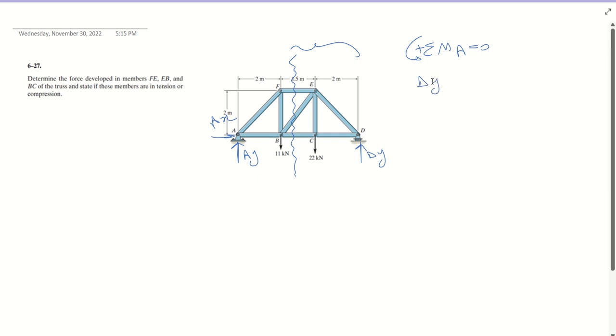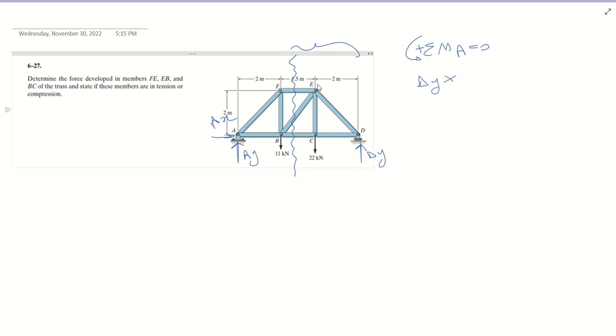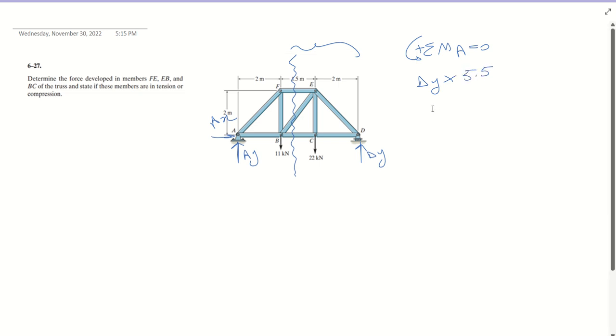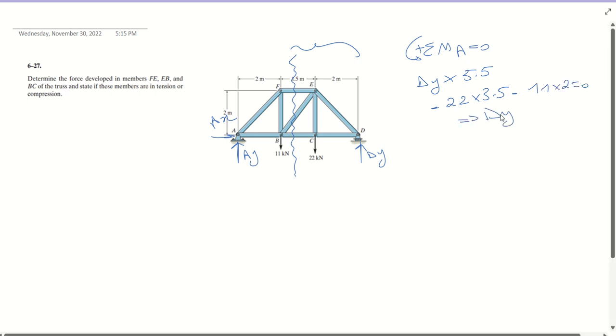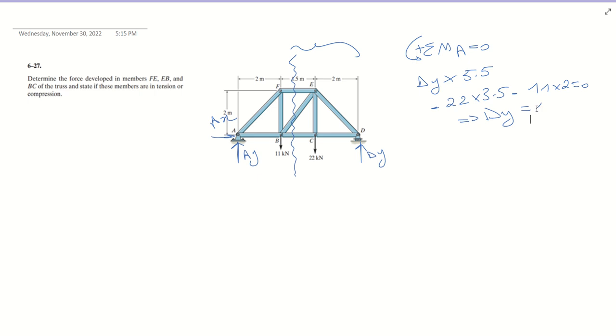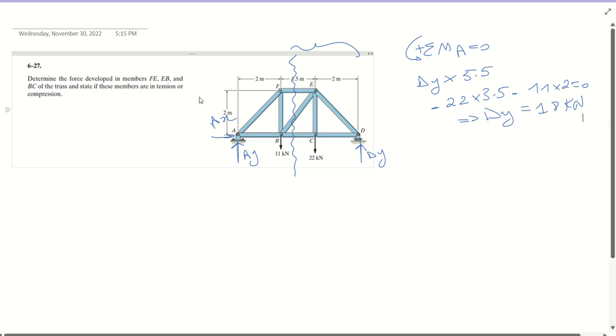So here I have Dy multiplied by 5.5, which is the distance to point A, minus 22 multiplied by 3.5, minus 11 multiplied by 2 is equal to 0. So Dy is equal to 18 kilonewton. In this case, if I choose to take the right part, I do not need to calculate the reactions AX and AY. If you choose to take the left part, then you need to calculate these two reactions.